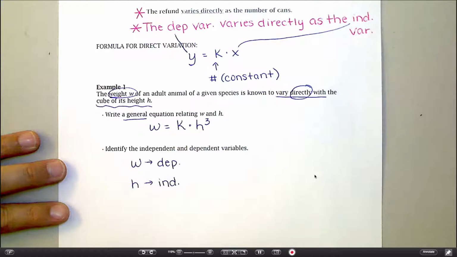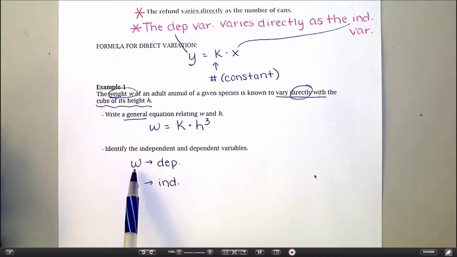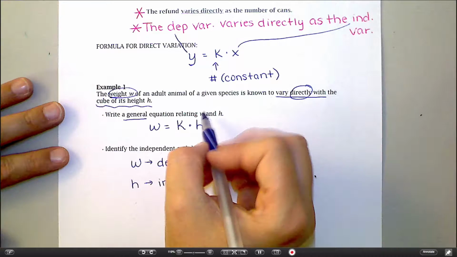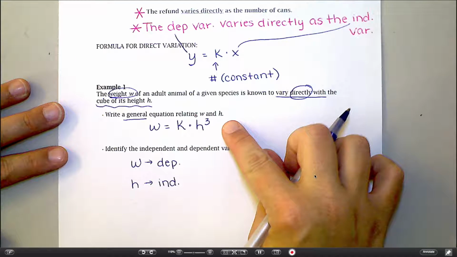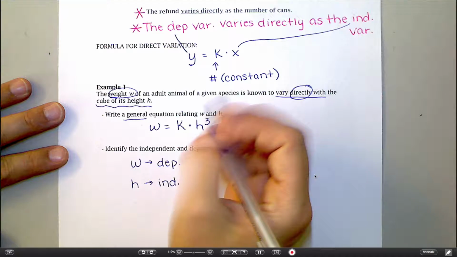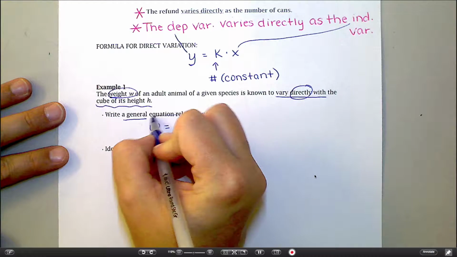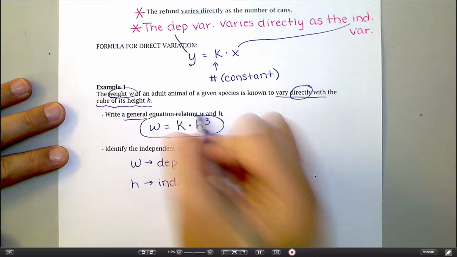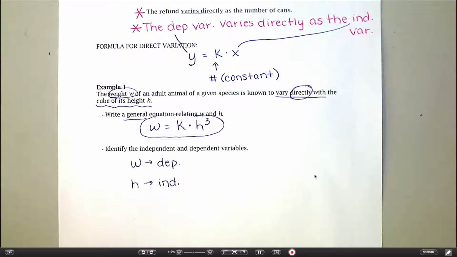And think about that. That should kind of make sense to you, that the weight of an animal depends on how tall it is. Okay? So this is really just the first step of a variation equation. This is always your first step in setting up a variation problem, writing this general equation. So that's what we're practicing.